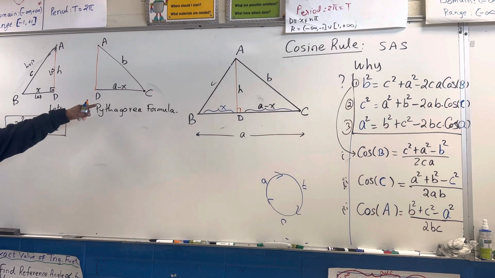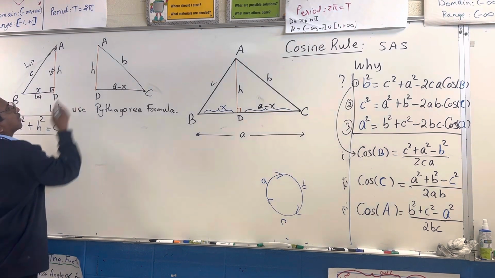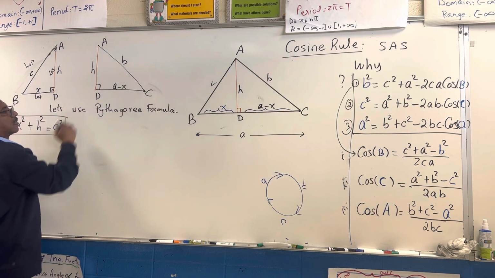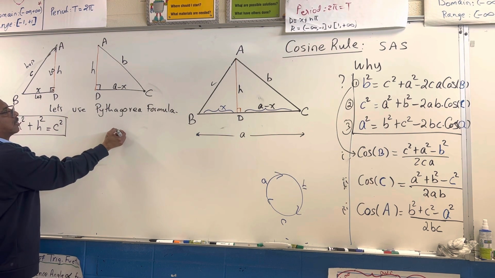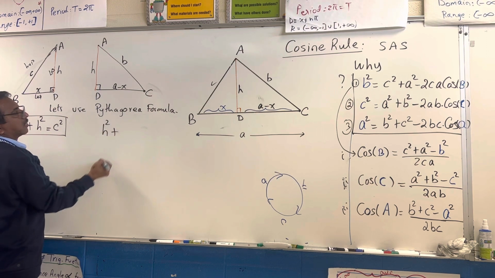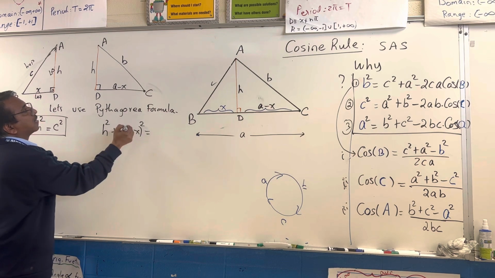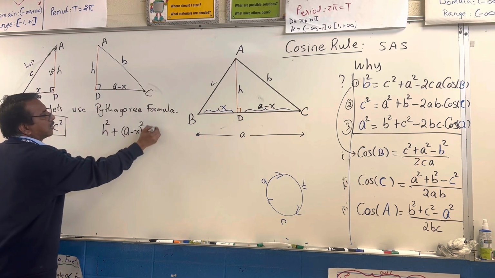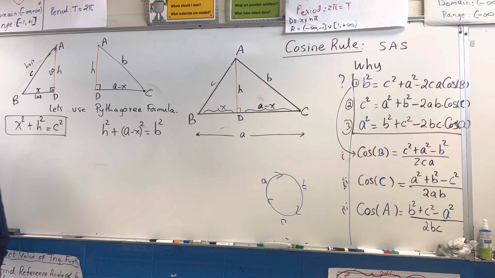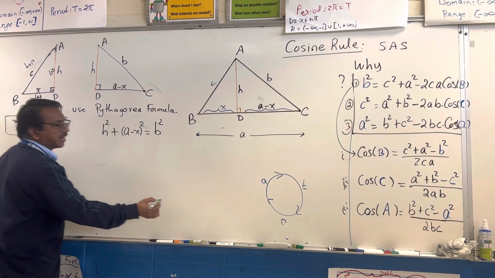Can you tell me Pythagorean this side? Quick. What are the legs here? H squared. Okay, H squared. Then what else? A minus x squared. Okay. What's the hypotenuse there? B squared. So far so good? Okay, what we do next is we'll try to expand this. Now see, we can't have A minus X. Do you remember the trick that I showed?